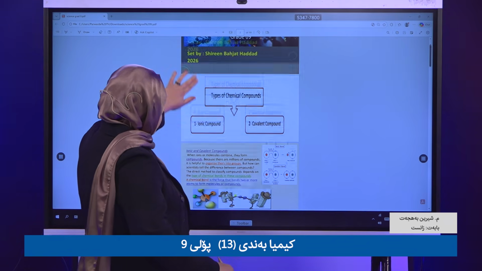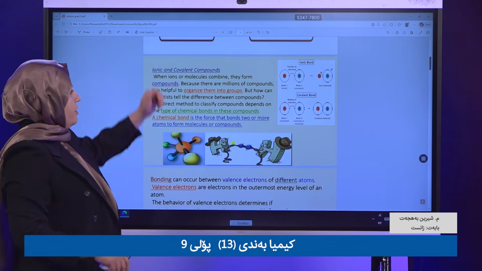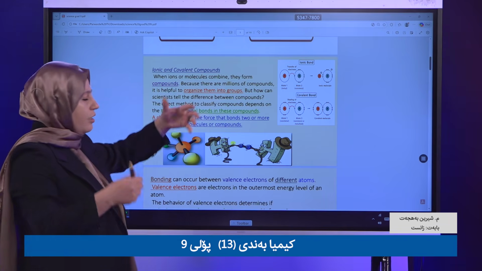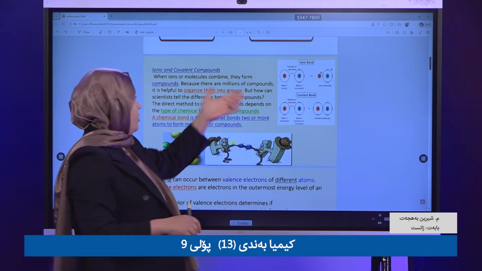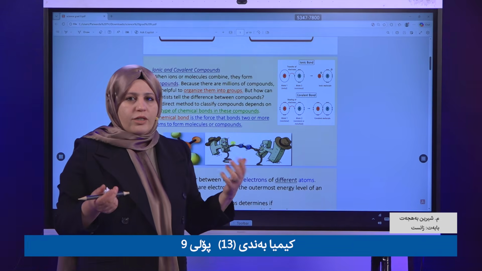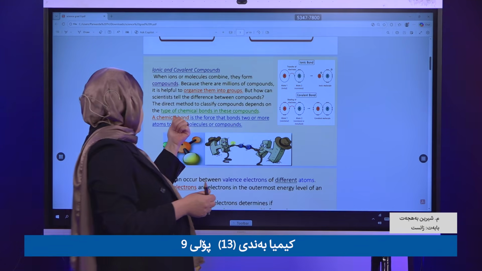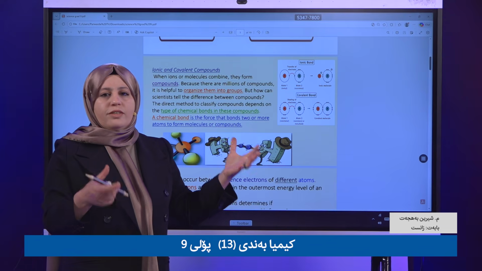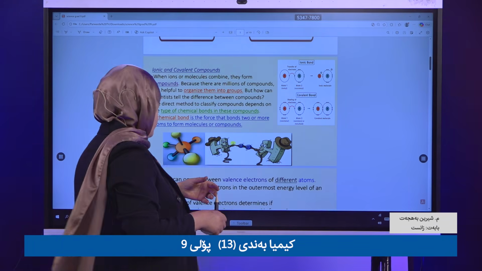Ionic compound, covalent compound. When ions or molecules combine, they form what? A compound. Because millions of compounds are organized into groups, they are classified into ionic compounds because of what? Because of chemical bonds. What is a chemical bond? Because of the chemical bond, we know whether it is an ionic compound or a covalent compound, okay?